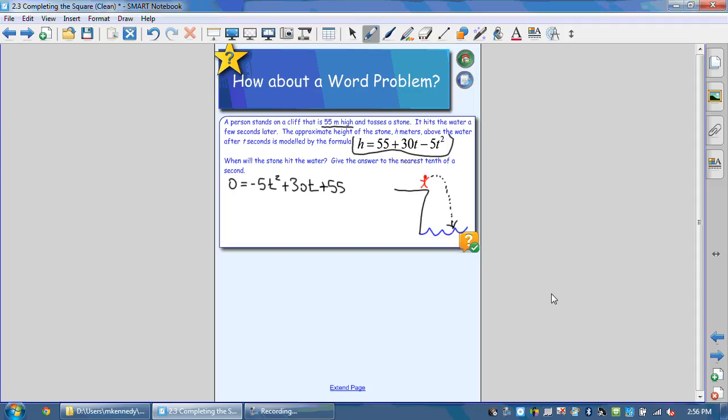Divide by 5 first. That's a great question. If you divide by 5 first, here's the problem you run into. Your 11 is going to be stuck in some brackets. So if you take 5 out, you'd have negative t squared plus 6t plus 11. And now that 11 is stuck in the brackets and you can't move it. So the very first thing you do, before you multiply anything, is just move things away from the t's. That's a great question.